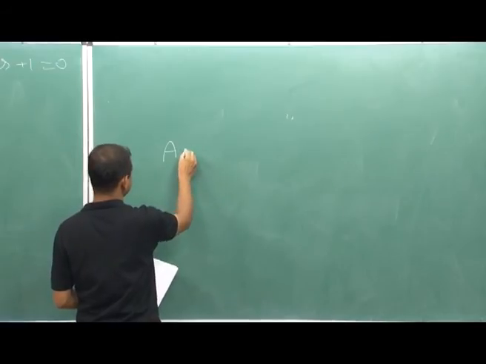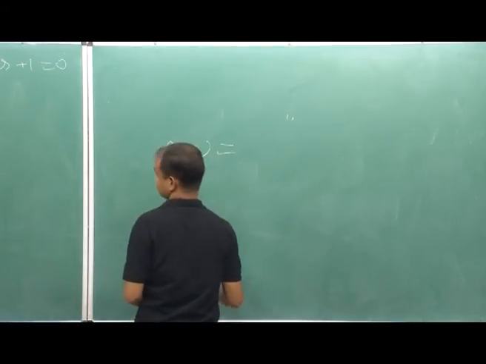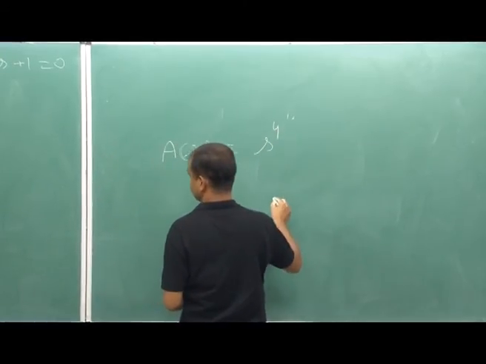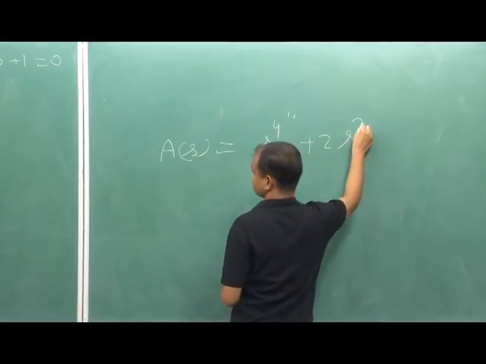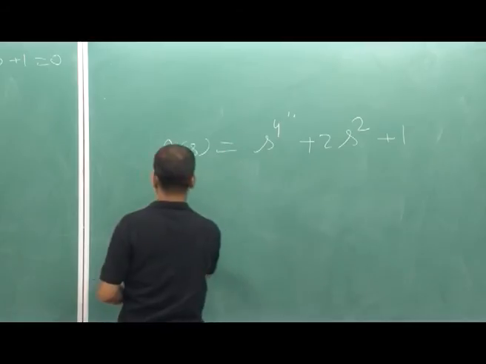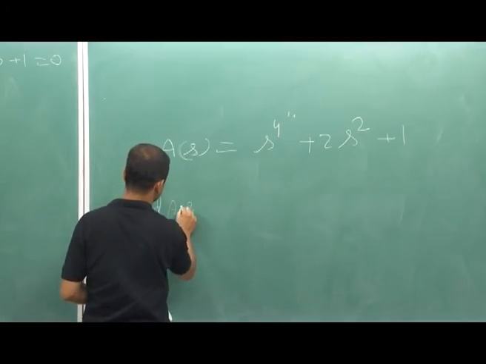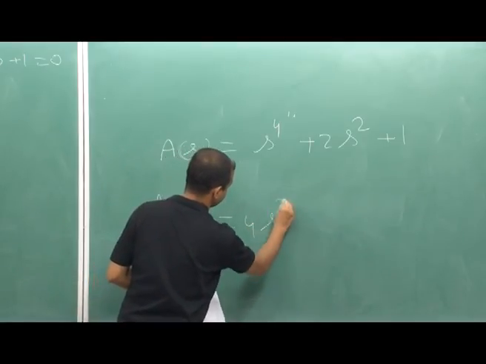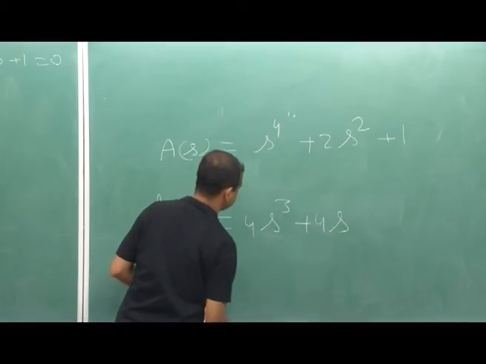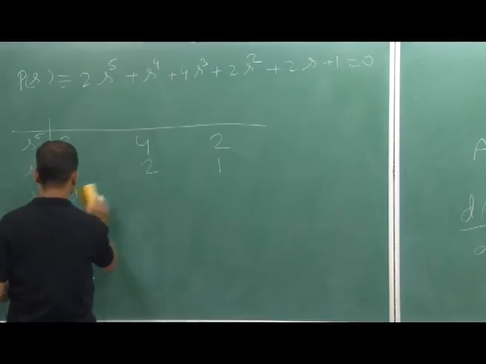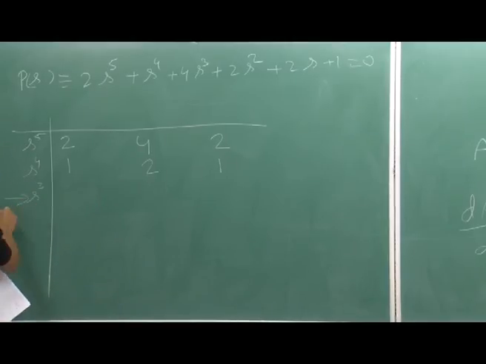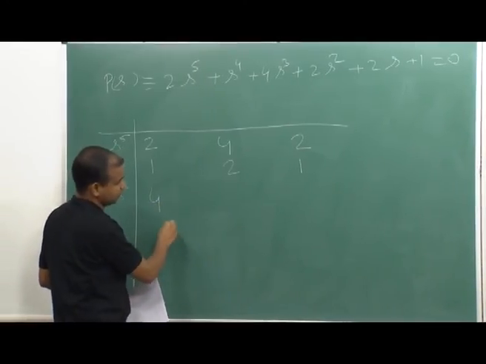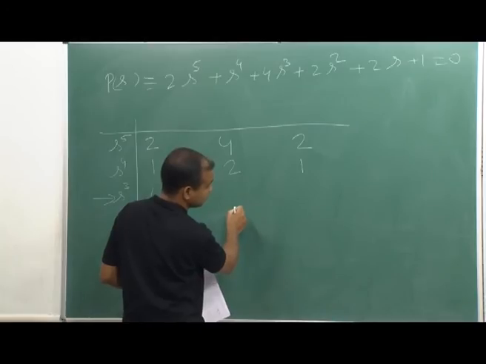Suppose I write this auxiliary equation as A of s. This is s to the power 4 plus 2s square plus 1, and dA(s)/ds will be 4s cube plus 4s. So I will have to replace the zeros in this row, where we are getting all 0. This is 4 and this is also 4.